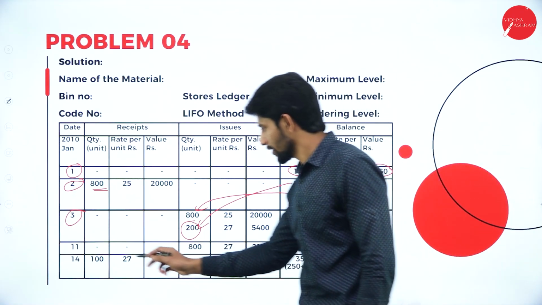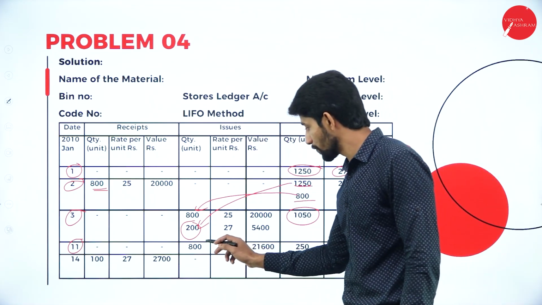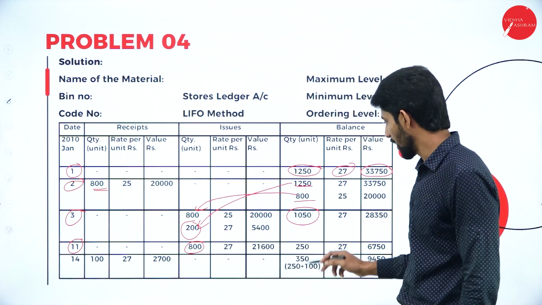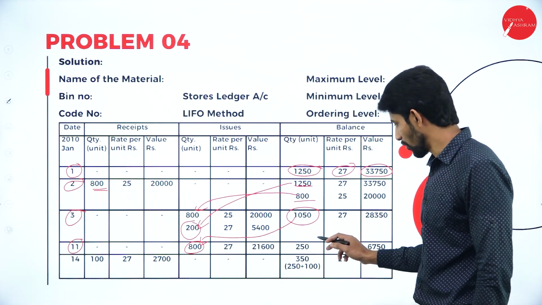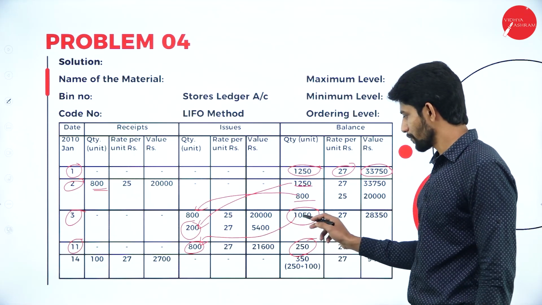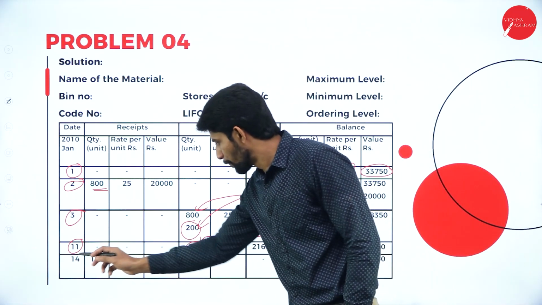Next, on 11th Jan. So what is the entry? Issued. How much did we issue? 800. Issue 800 from this 1050. So now what is the balance? We issued 800 from this 1050. Balance 250. Okay.